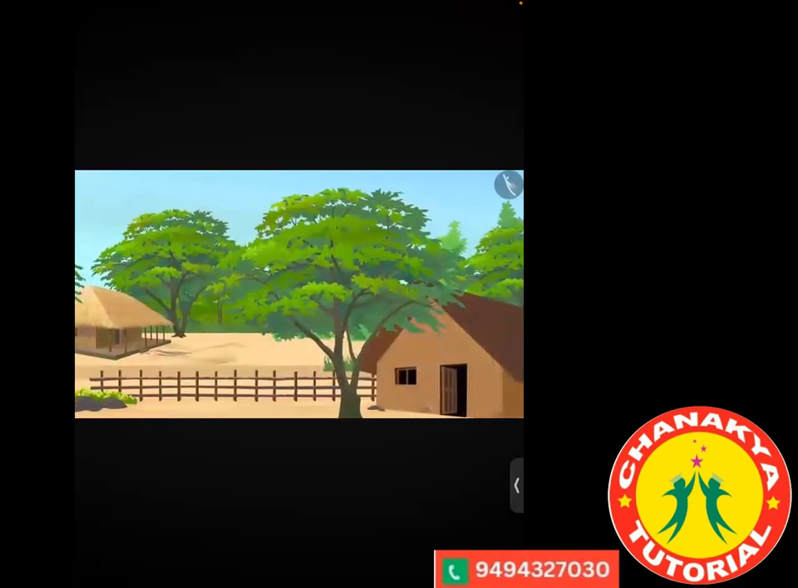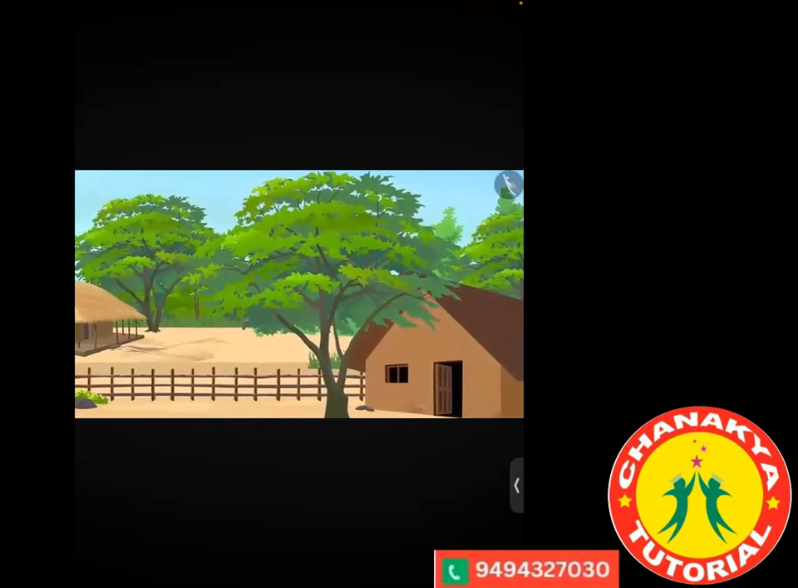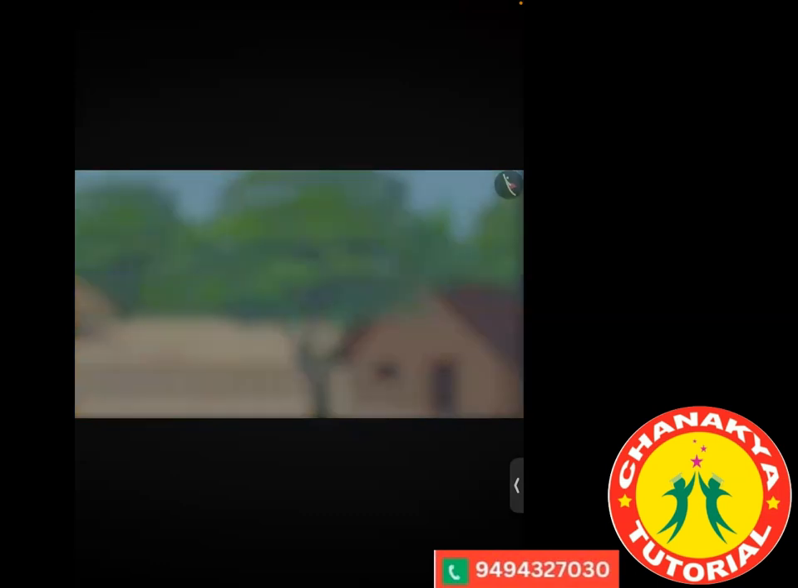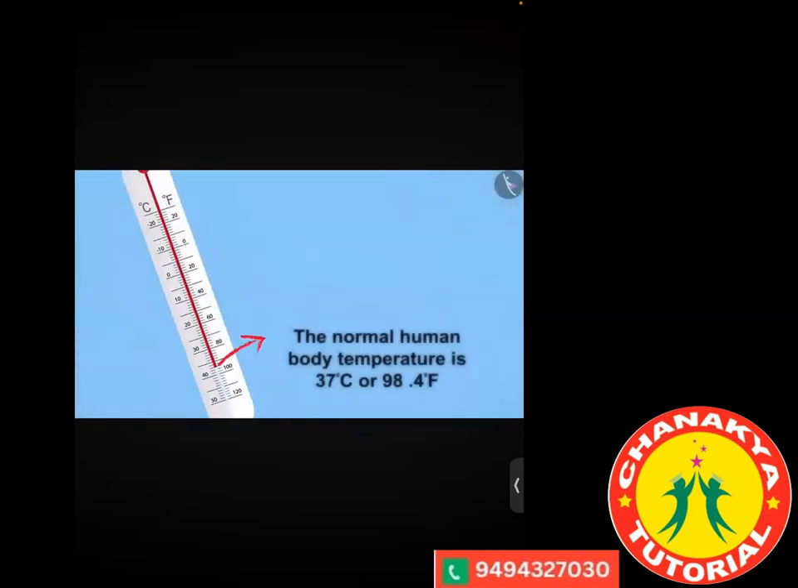Heat Part 2. Hello friends, how are all of you? I have had fever for the last few days. I checked my fever on a clinical thermometer and the reading was 100 degrees Celsius, which is approximately 2 degrees higher than the normal reading. Do you remember the normal human body temperature? The normal human body temperature is 37 degrees Celsius or 98.4 degrees Fahrenheit.